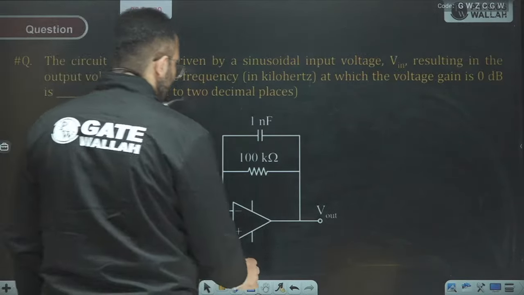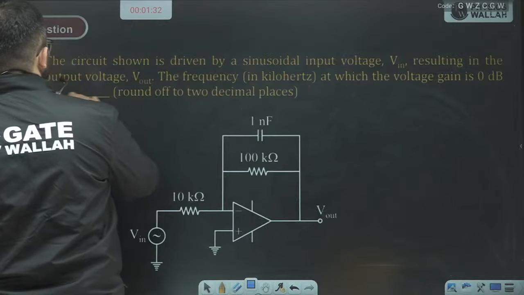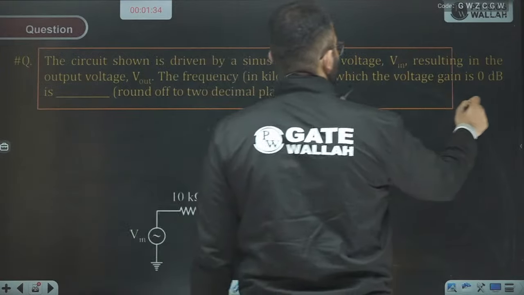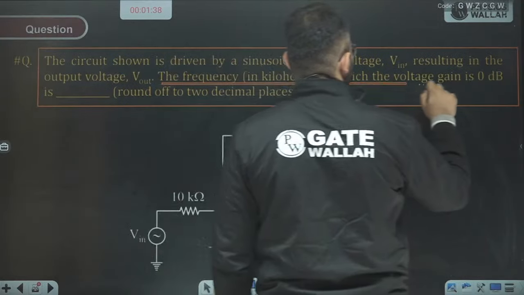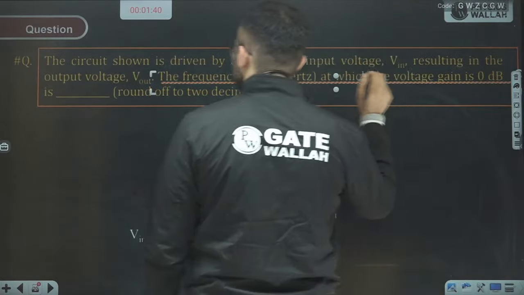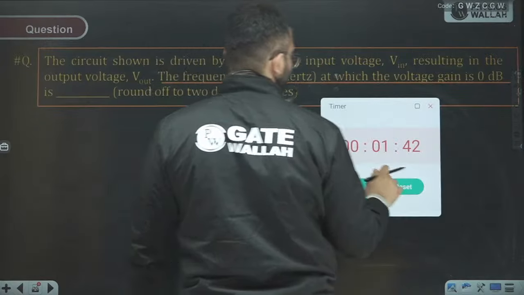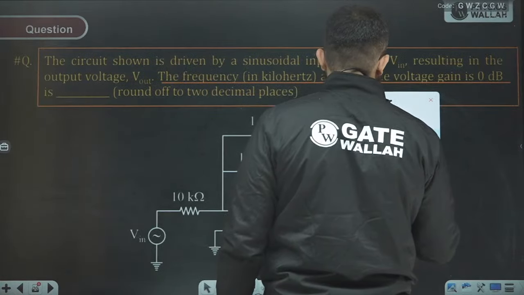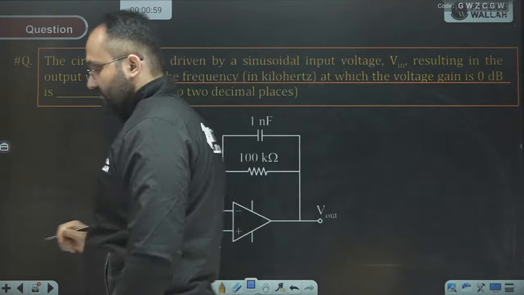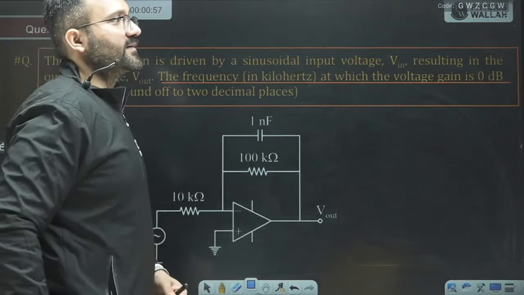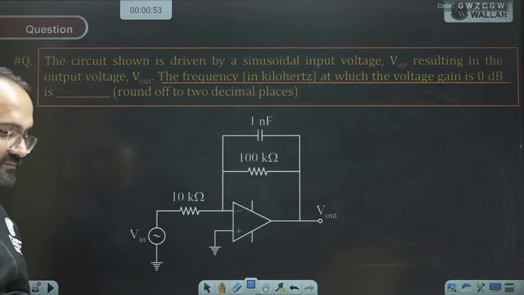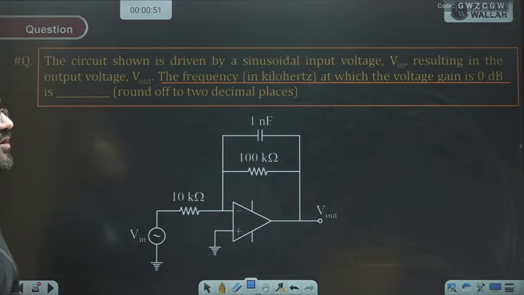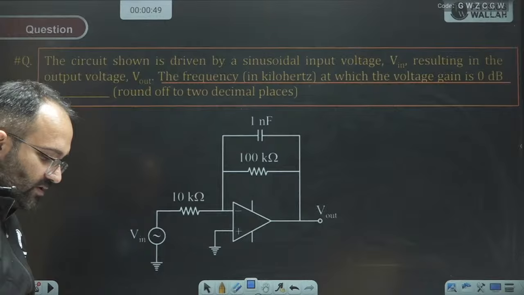Okay. A very beautiful question, friends. Let's try to do it. We have to find out the frequency in kilohertz at which the voltage gain is 0 dB. Voltage gain is 0 dB. Let's try to do it. What is the meaning of 0 dB gain? Try to solve it. I think all of you will be able to do it.